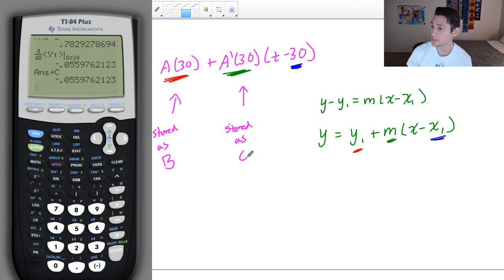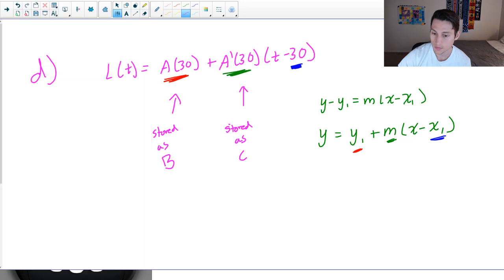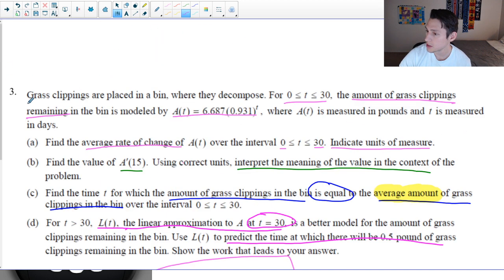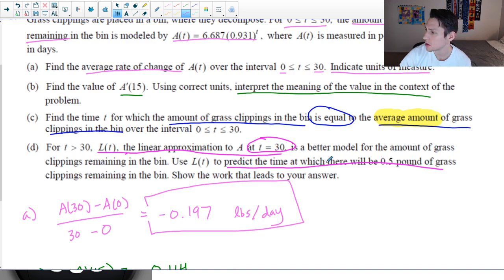All right. Now, going back to our original problem, we have all of our values here. We know what A of 30 is. We know what A prime of 30 is. The question we're trying to figure out is at what time, so we're trying to solve for t, that there's 0.5 pounds of grass clippings.